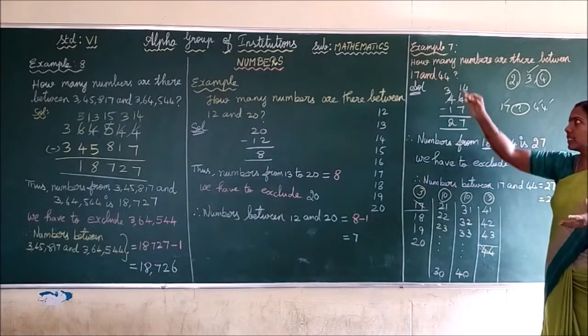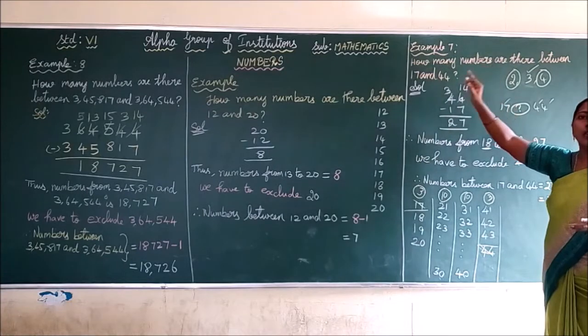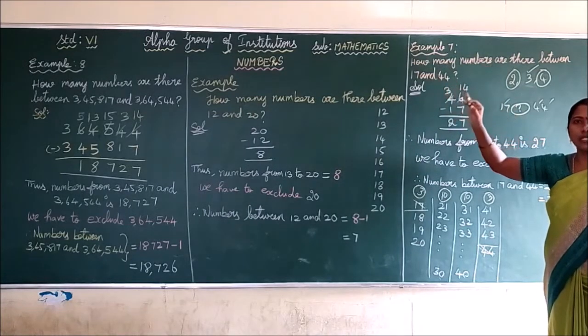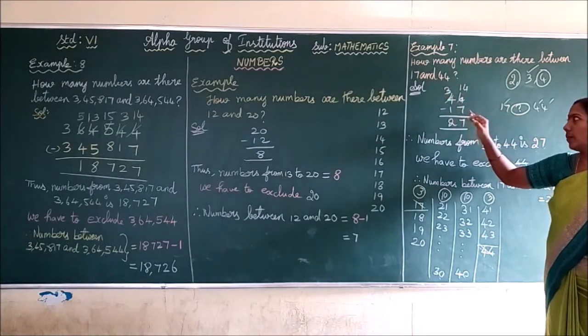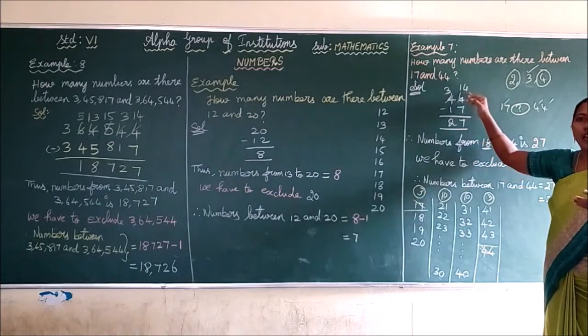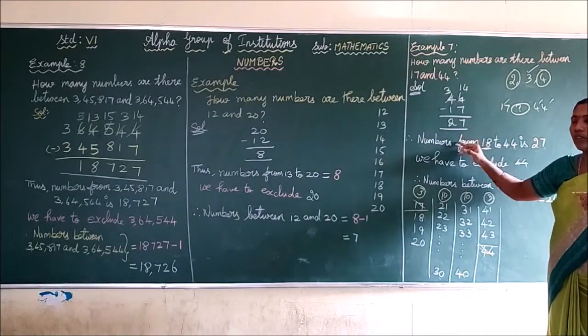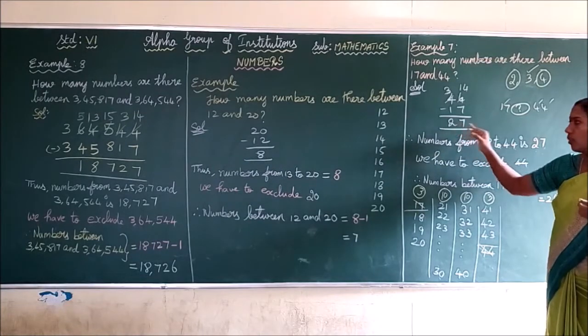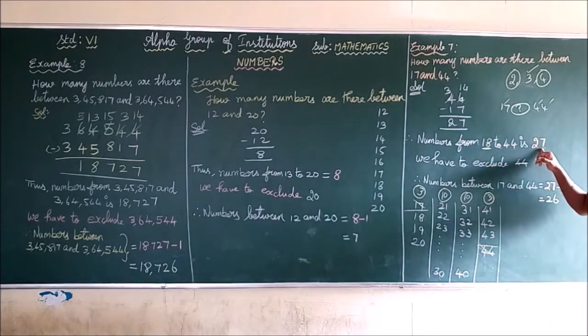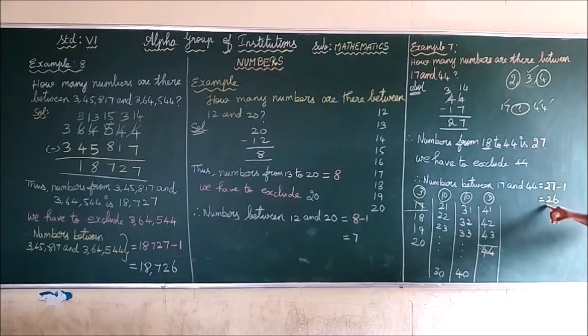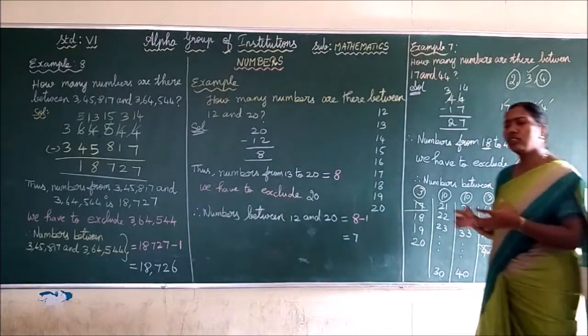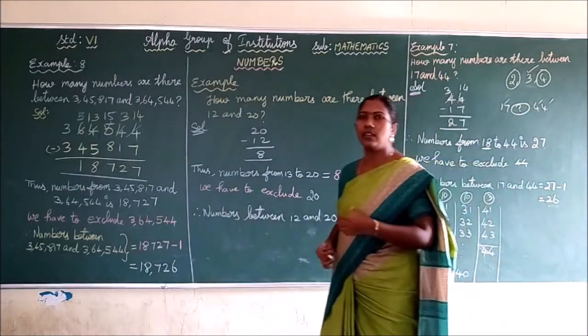While they are asking how many numbers between, if they give 2 numbers, the first step is you have to subtract the smaller number from the larger number, and then you have to subtract 1 from this result. What is the result here? 27. You get the answer 26. Thus, the numbers between 17 and 44 is 26. Let us see one more simple example to make this concept very clear.